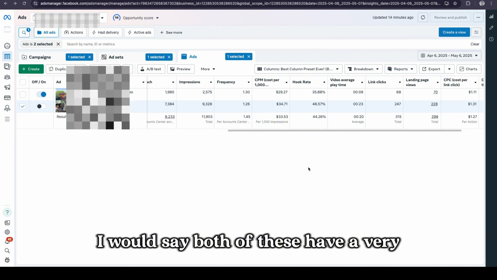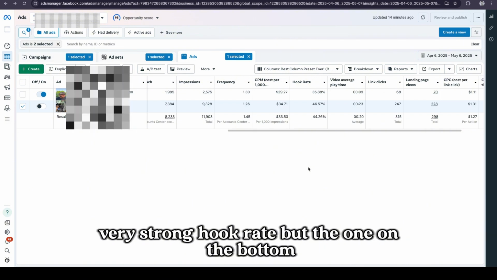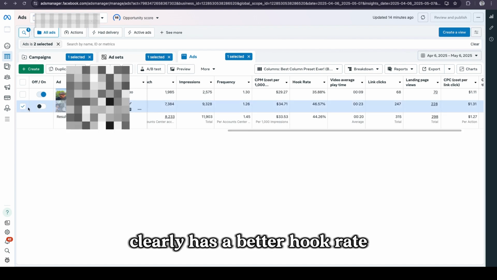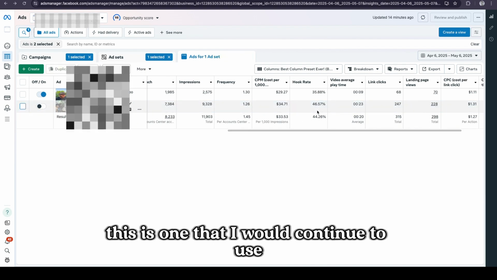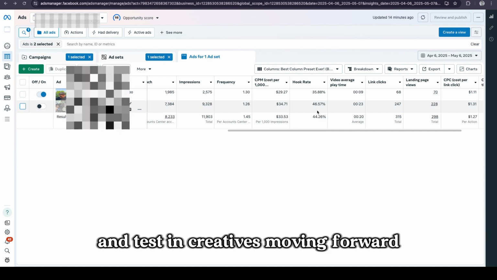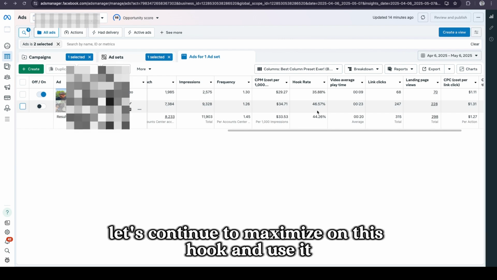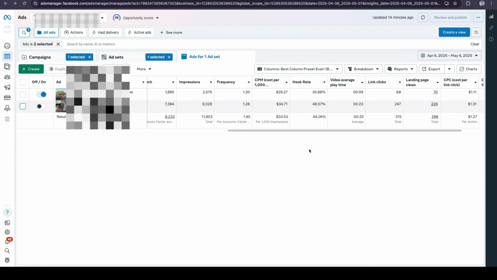Now, in general, I would say both of these have a very, very strong hook rate, but the one on the bottom clearly has a better hook rate. This is a winning hook. This is one that I would continue to use and test in creatives moving forward. Let's continue to maximize on this hook and use it because it's obviously a winner.